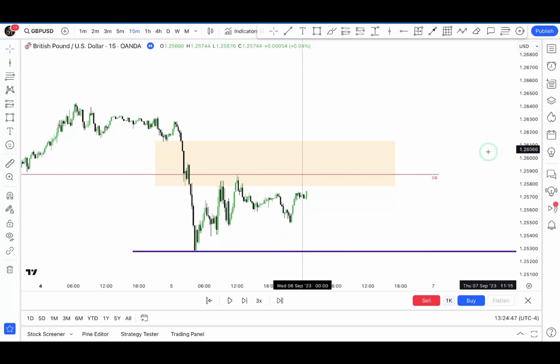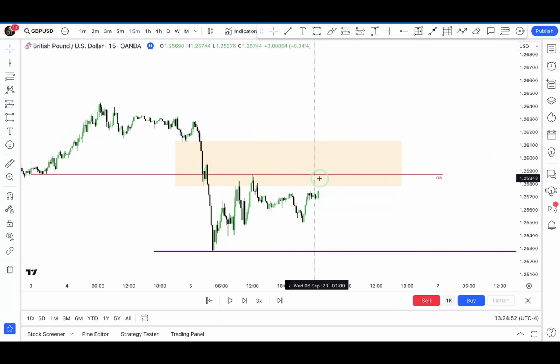So now we are at the 15 minutes. We have our 4-hour fair value gap and order block marked out. So this could be our premium arrays. We'll have a more premium arrays form of a order block, small order block.